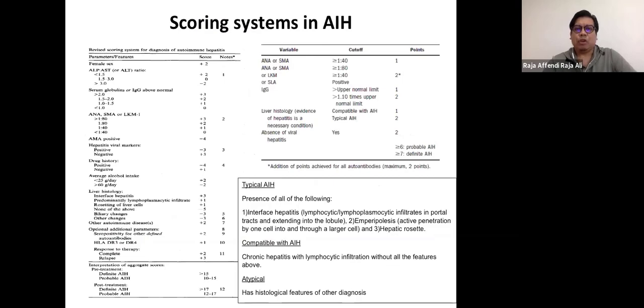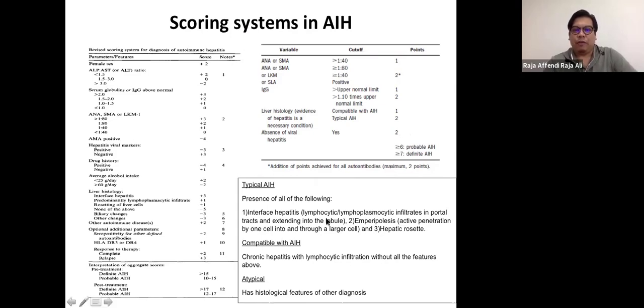The score for AIH, as you can see here, combines biomarkers, autoantibodies, and the very important experience of pathologists to tell us about the compatibility of the histological features with typical and non-typical AIH, and the absence of many chronic liver diseases. As I said to you early on, 7 or more is a definite diagnosis of AIH.